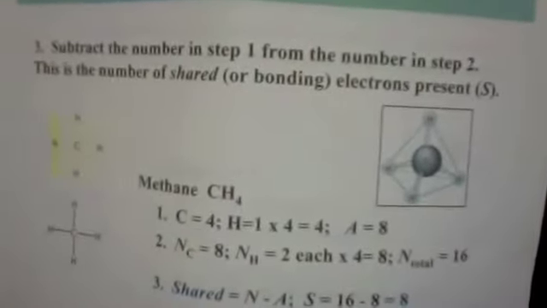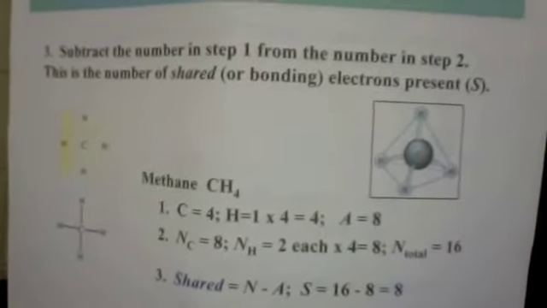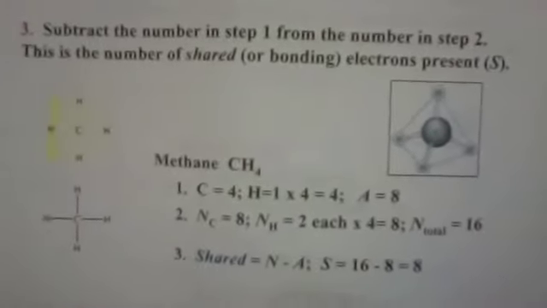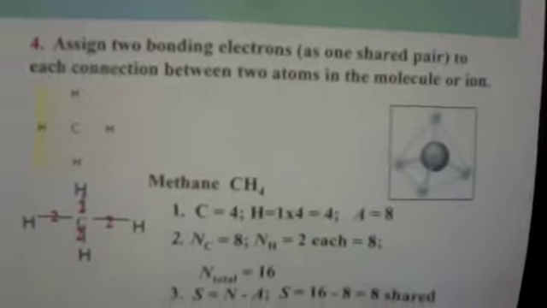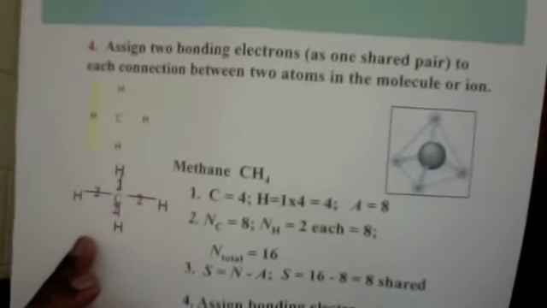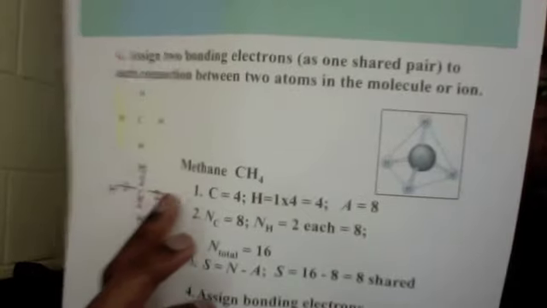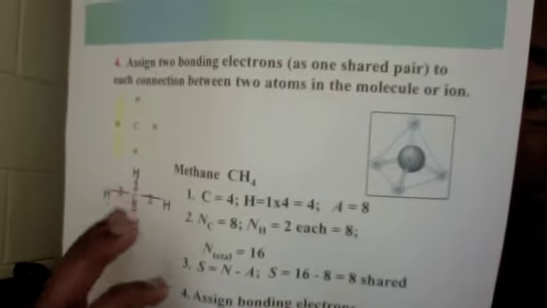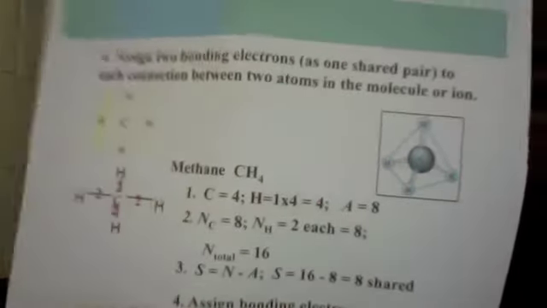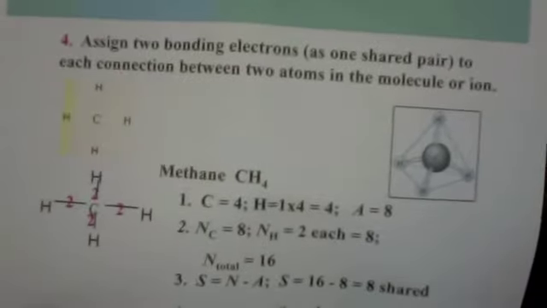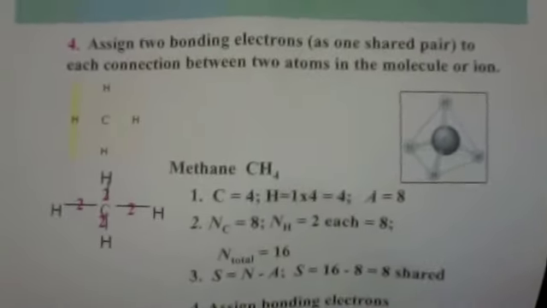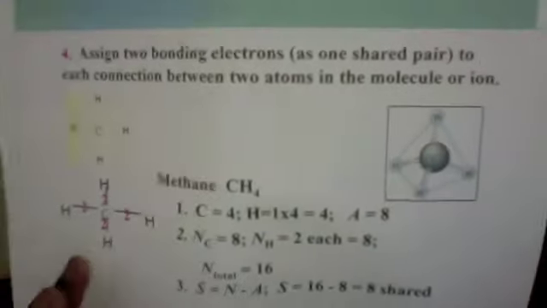Now we want to find the number of bonding electrons. So we're going to subtract the 2 numbers that we've already calculated, N and A. So S is going to be 8. And then here we're going to assign 2 bonding electrons as one shared pair to each connection. As you can see in this diagram we have here, we have C, 2, 4, 6, 8. So we've got 8 shared electrons, and that's how many we had total. So that uses them all up and gives all of our atoms in here a stable octet. So that's our Lewis structure for CH4.